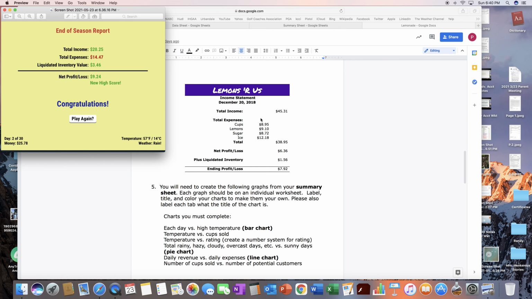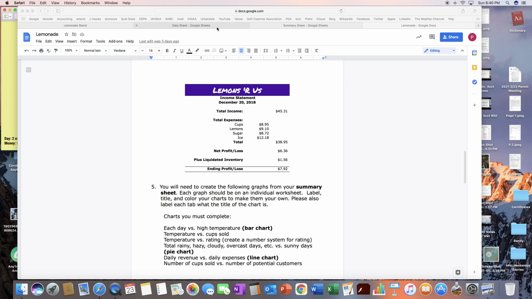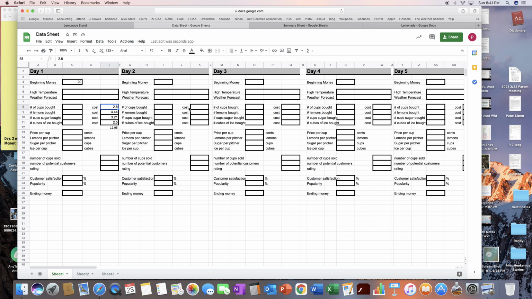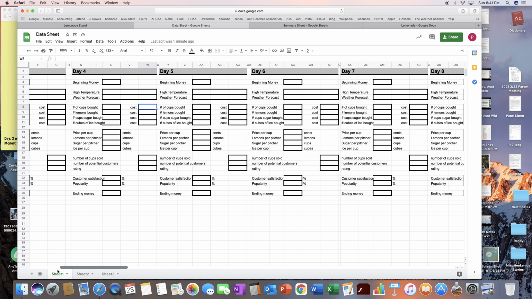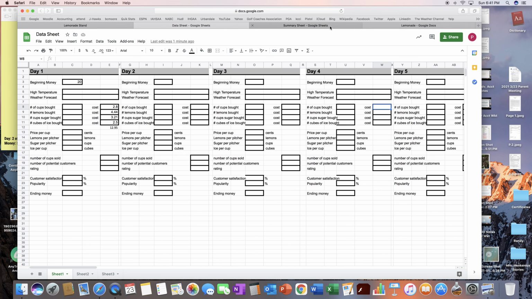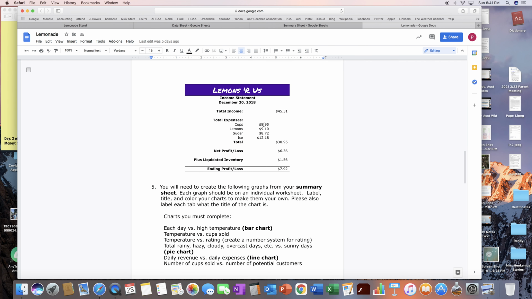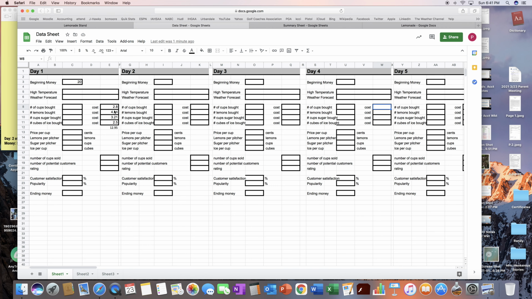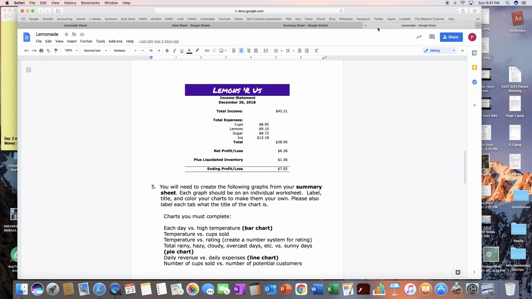Okay, total expenses comes from your data sheet. So every time you bought cups, you have to get your phone or a calculator out and just go 280 plus this plus that. Every time you bought cups for all 20 days, you just add up all 20 numbers. And when you get that done, you put that in there and do the same for lemons, sugar, and ice. You just go through one at a time: how many lemons, what was the cost of all the lemons that you spent money on?